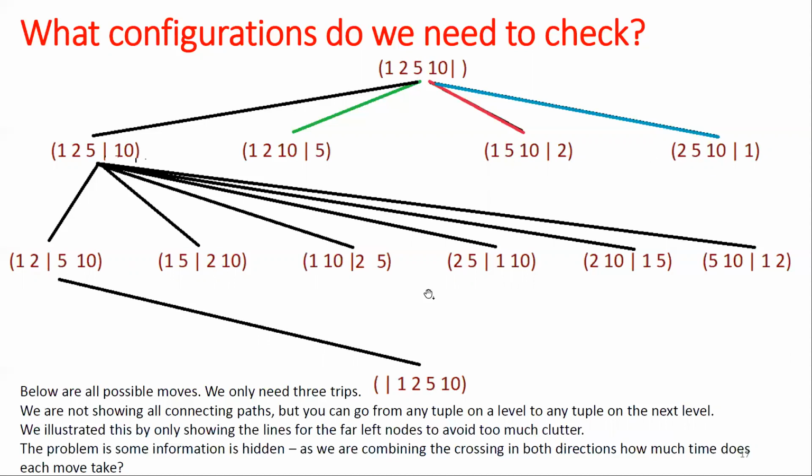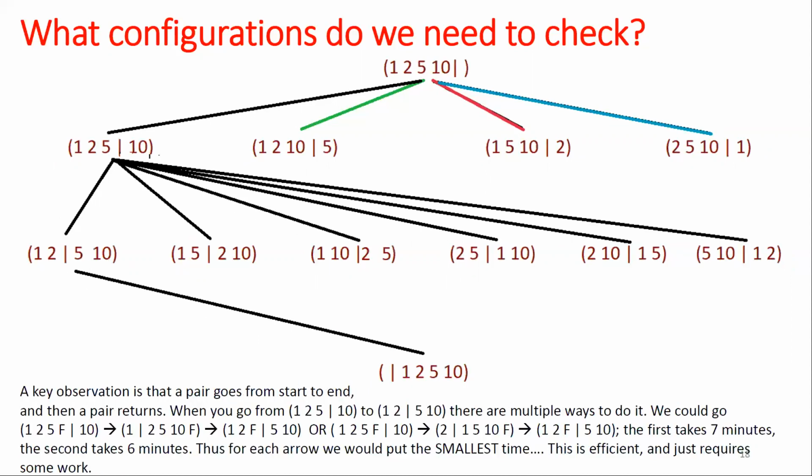And then from these, which of the 6 ones here do we want to go to? Now, if we think about it, there's many ways to do some of these moves. I can set up with 1, 2, 5 and the flashlight and 10 on the right. I can send 2 and 5 over, and then I can send 2 back. So how long is that going to take? It takes 5 minutes to send 2 and 5 over, and then it takes 2 minutes to send back. So that's 7 minutes.